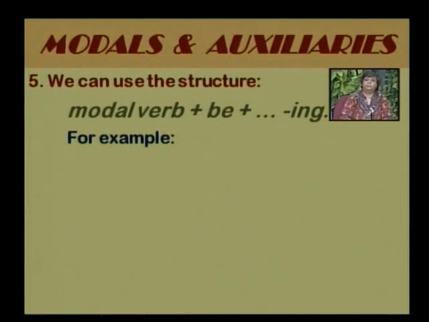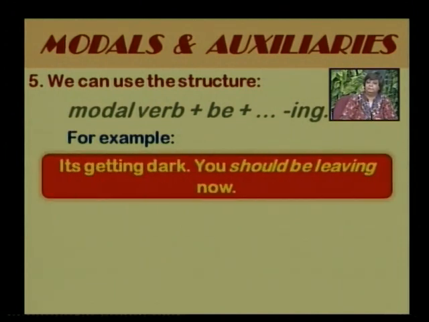the gerund. How can you use this structure? Let us take an example. It's getting dark. You should be leaving now. Modal verb plus be plus main verb plus ing is our structure given above. Now let us use that structure in a sentence. It's getting dark. You should be. Should is the modal verb. Be. I used a form of be. Leaving. L-E-A-V-E is the main verb. I added ing to it, so leaving now.